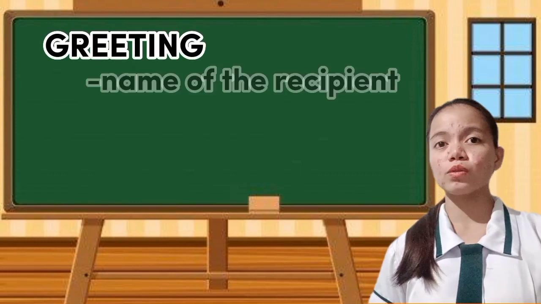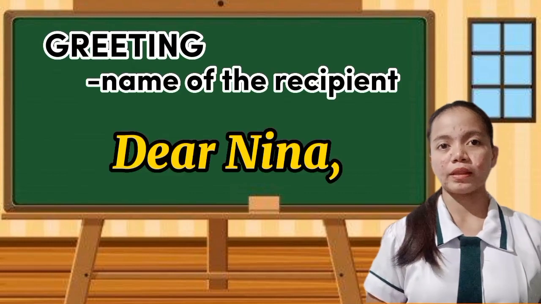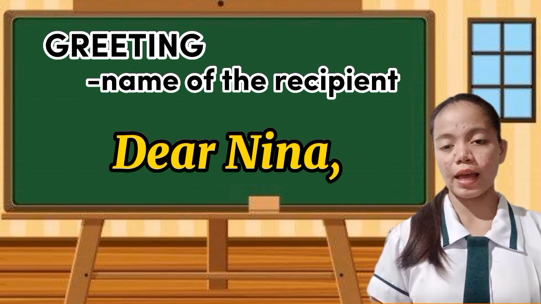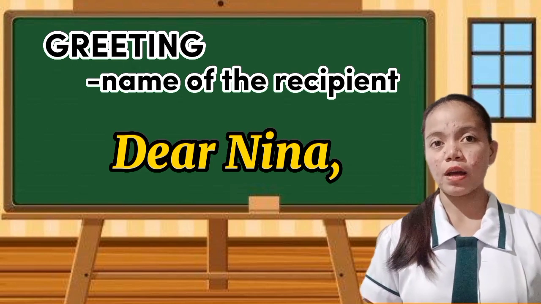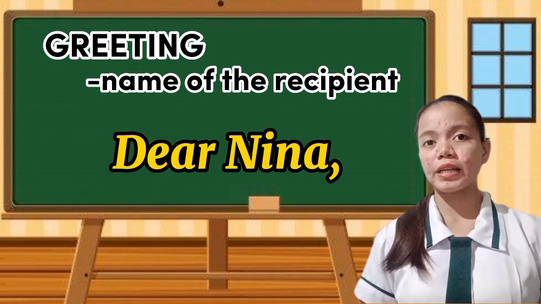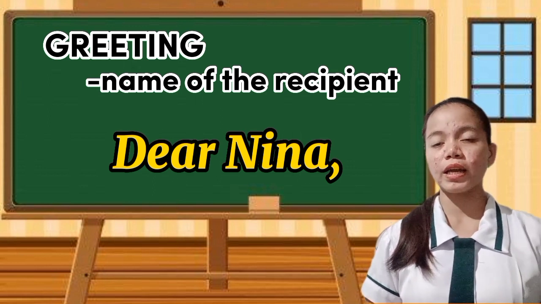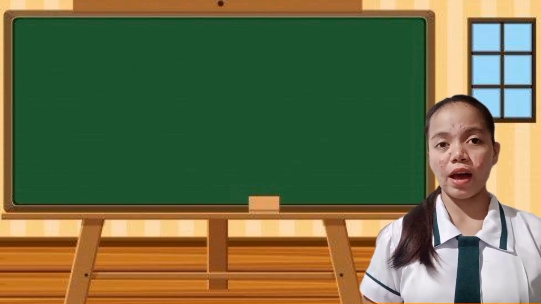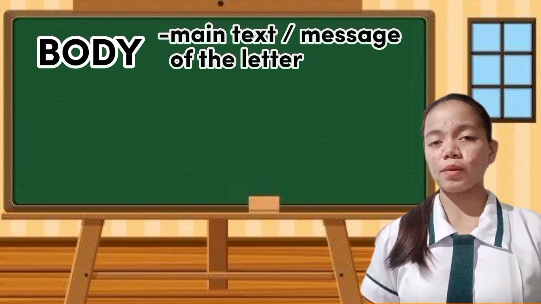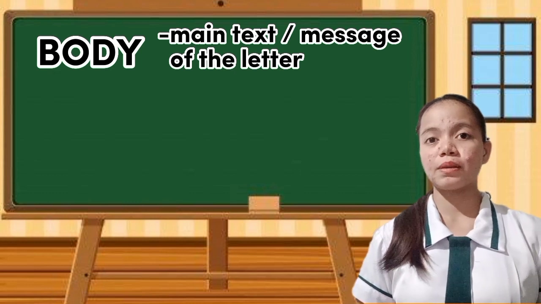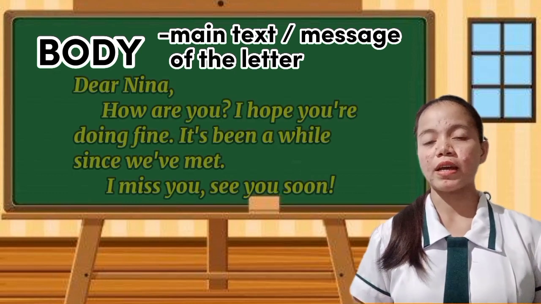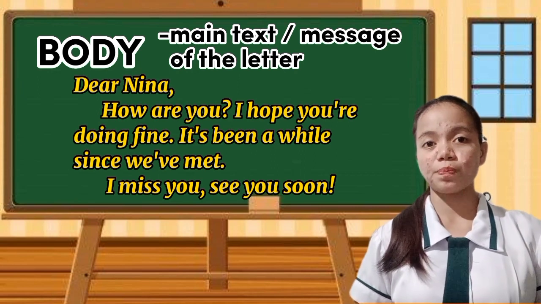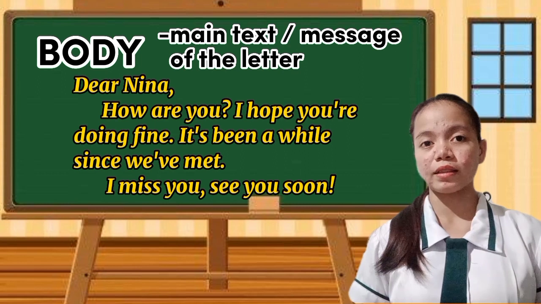Next, we have the greeting. The greeting should include the name of the recipient. So as you can see, it starts with a capital letter and it ends with a comma. For example, Dear Rita, it is written in a capital letter and it ends with the punctuation used, comma. Next, we have the body. The body of the letter should contain the main text or the message of the letter. As you can see in our example, all paragraphs are being written in an indented form.